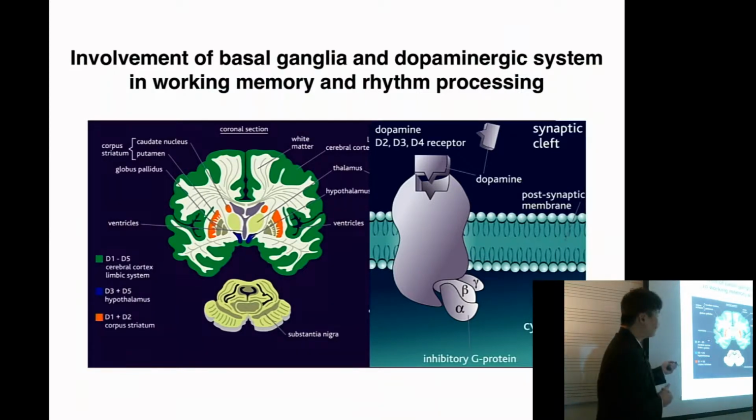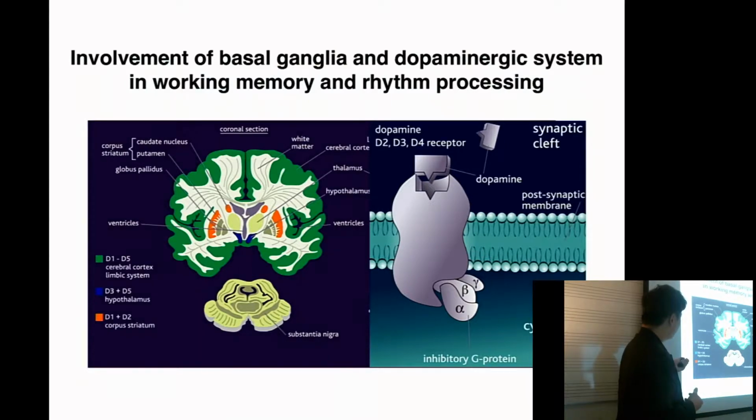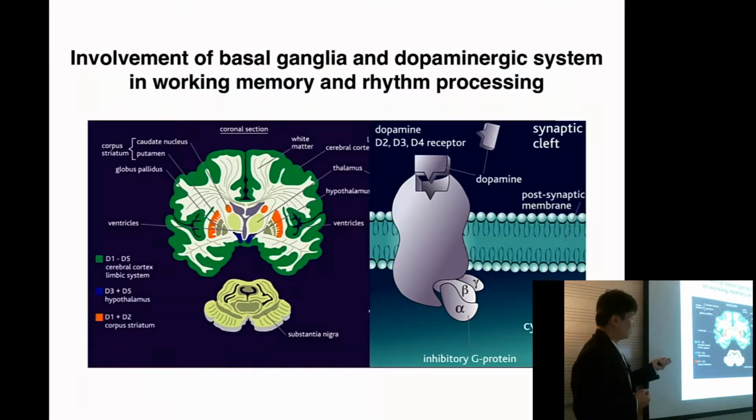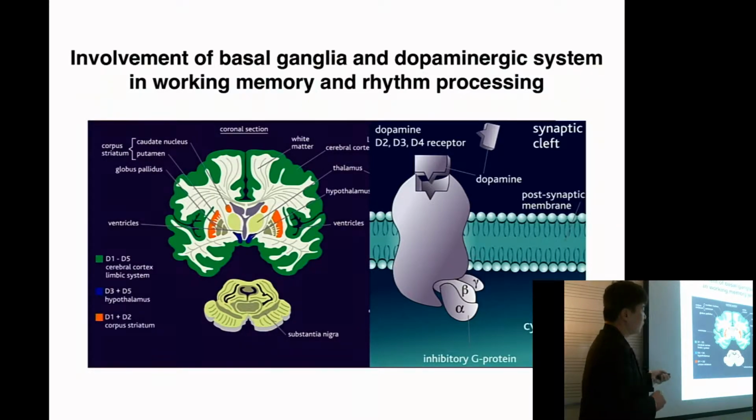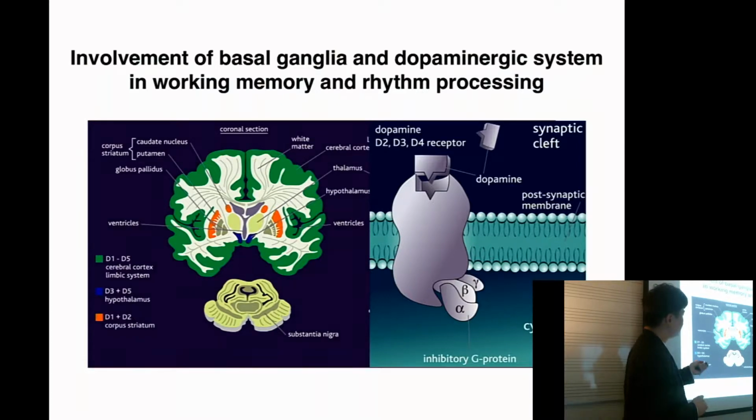Here different colors denote different types of dopamine receptor. Green means D1 to D5, and blue and red. Now I'm going to highlight this portion called the basal ganglia, where there's a lot of dopamine D1 and D2 receptor. As you see here, it's called the striatum, basal ganglia. On the right side, we have a cartoon of a dopamine receptor. Depending on this G protein, inhibitory G protein type, that determines the dopamine subtype. So that's the cleavage where the dopamine is binding, right?